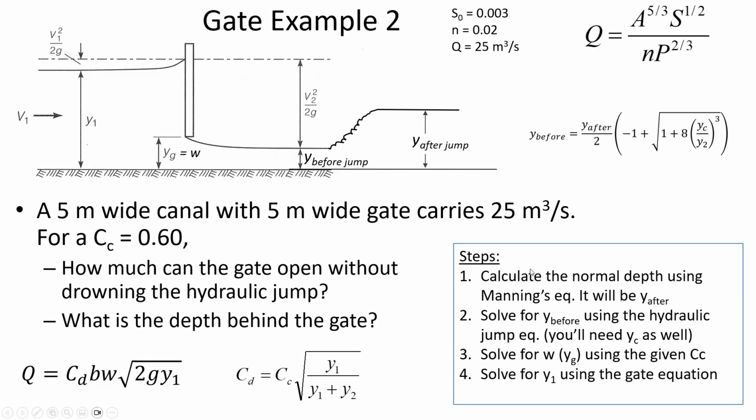So the steps that the solution is going to go through is, first of all, calculating the normal depth downstream. So here, that's called Y after the jump. So we use Manning's equation to find out, for a channel that is 5 meters wide and carrying 25 cubic meters per second, and then here at the top it tells us the channel slope is 0.3%, the n value is 0.02, and we already knew it was carrying 25 cubic meters per second. So we'll use Manning's equation to find the depth after the jump when it's flowing at the normal depth.